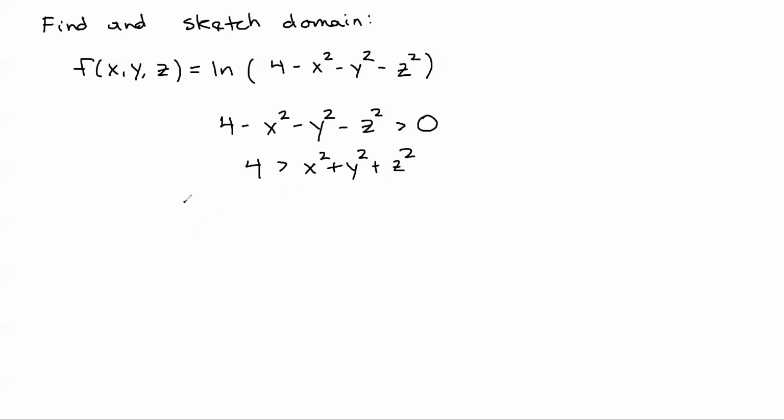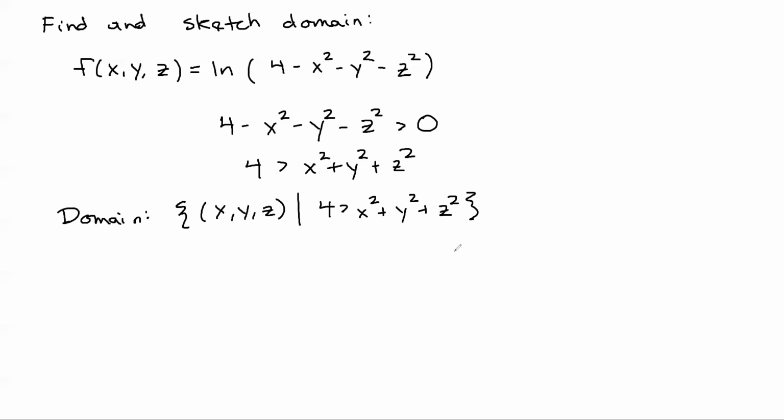So once you get there, you just want to go through and say that the domain, and now the domain for a 3-input function is going to have 3 inputs. The restriction on that domain is that you have 4 is greater than x squared plus y squared plus z squared. Okay, and so that's going to be the domain.